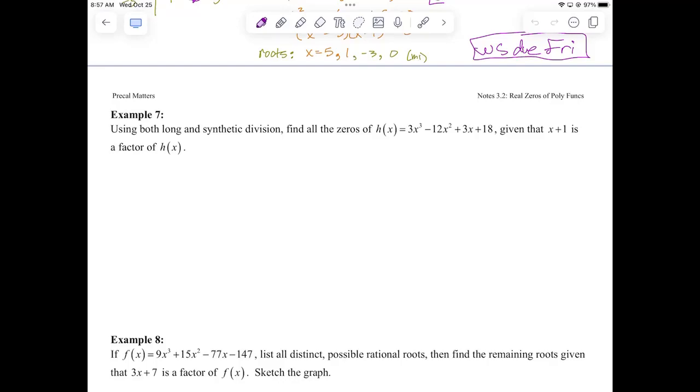We are recording. Example 7. Use both long division and synthetic division to find all the zeros.